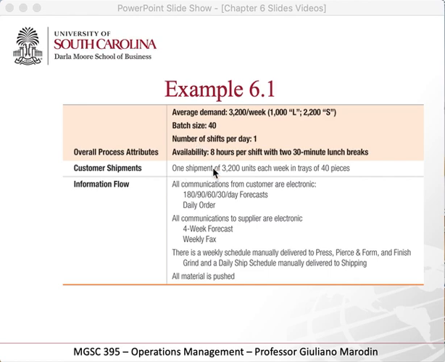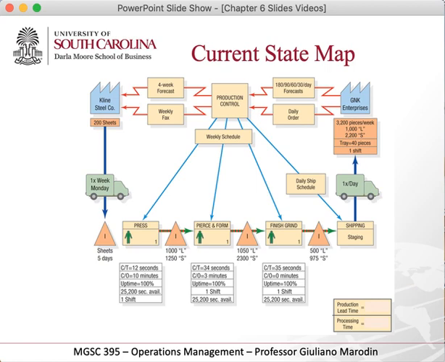So yeah, this is the same, but we have here one shipment each week. We have here some communication that is done electronically, and also with the supplier. Okay, so why do we use that information, right? And here is how the weekly schedule is sent to the 3 steps. So we use the information to actually create this whole chart. And on the next slide, we have the actual value stream map.